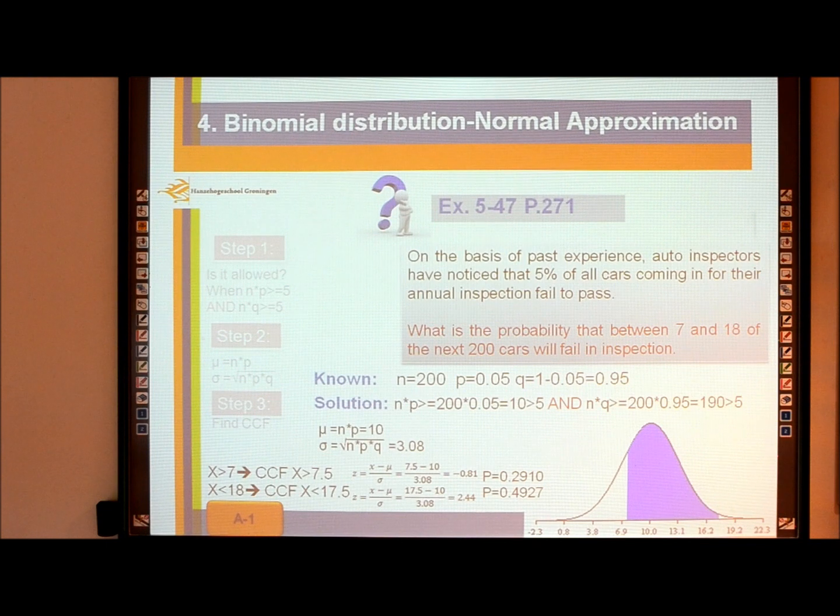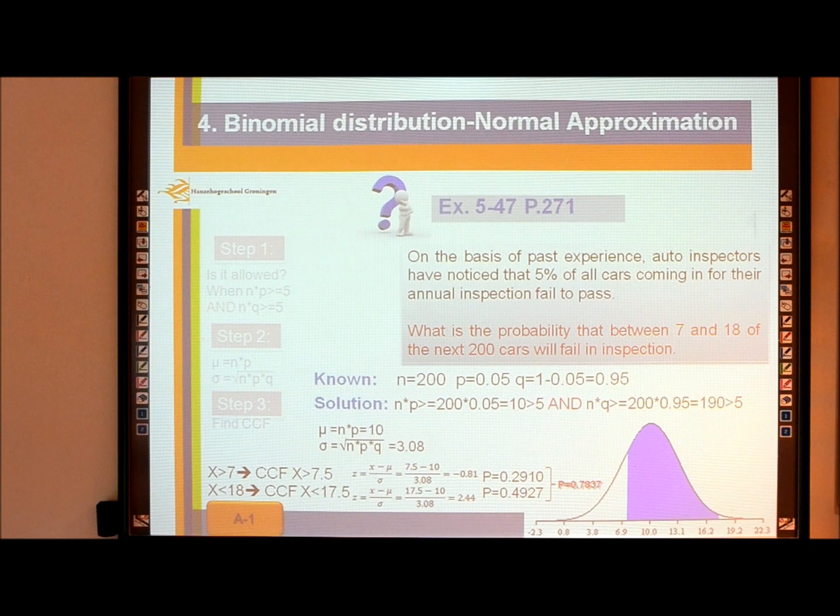In this case, from this visualization, you can find 29.10% on the left side and 49.27% on the right side. So if you want to know the probability between 7 and 18, you need to add them up. And then you get 78.37%. That means 78.37% of the data will be between 7 and 18 if we have the next 200 cars.